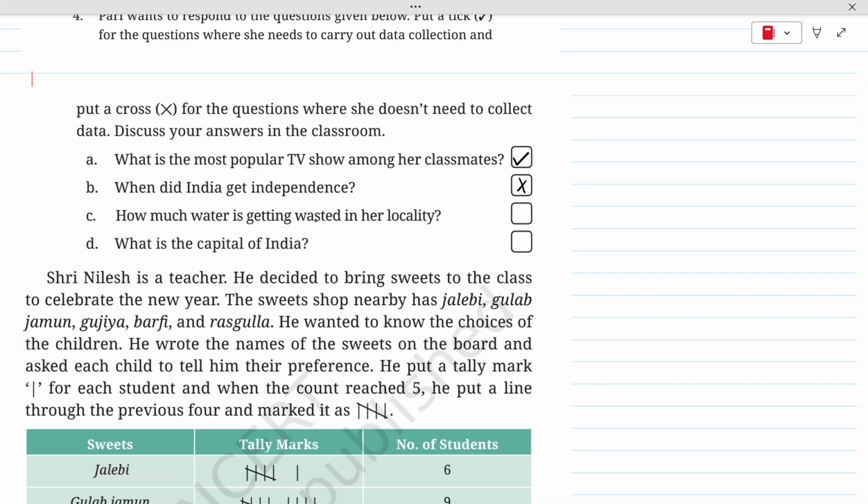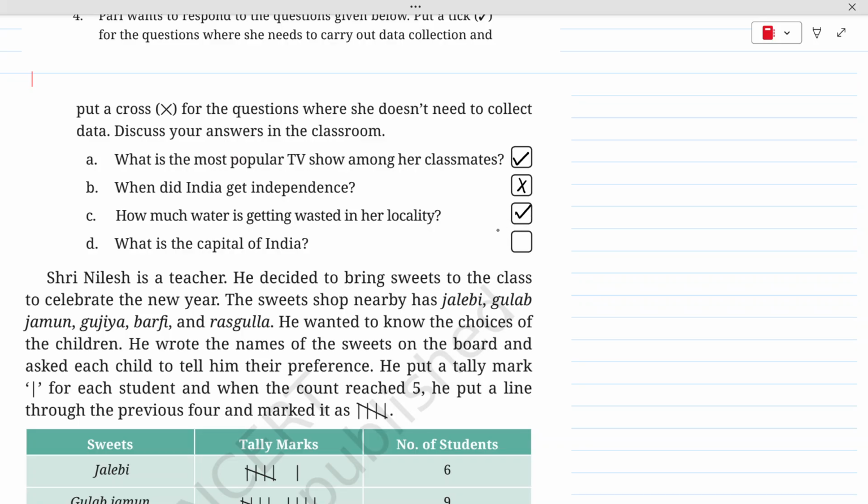Next is, how much water is getting wasted in her locality. So in her locality, she needs to check how much water is getting wasted. For this, what information does she need? She needs, first of all, the information on the different activities in which water is being used in her society, what all activities where the water is getting wasted, and which house or how many people are wasting the water. On the basis of this information, she can take the decision. She can analyze the data and come to a conclusion. So in this case, yes, she needs to collect the data. So we will put a tick here.